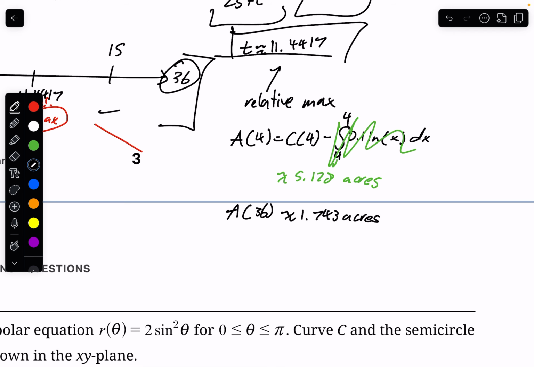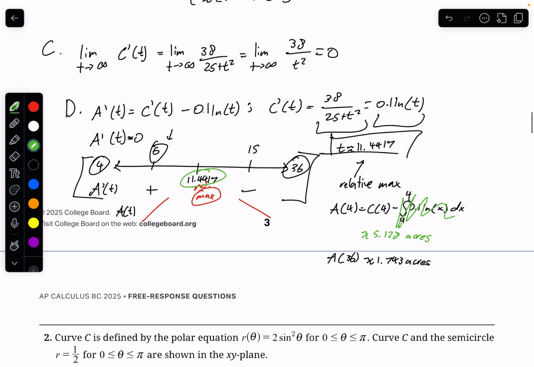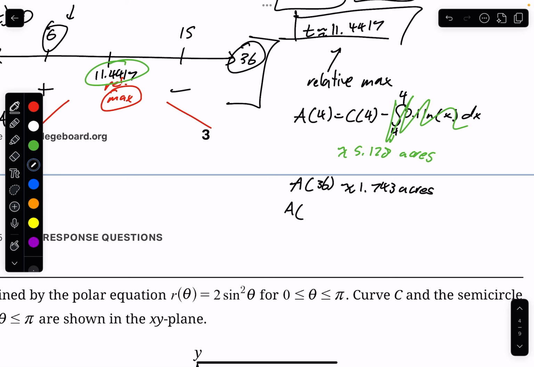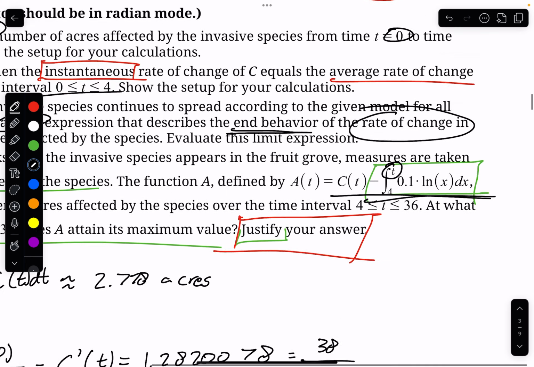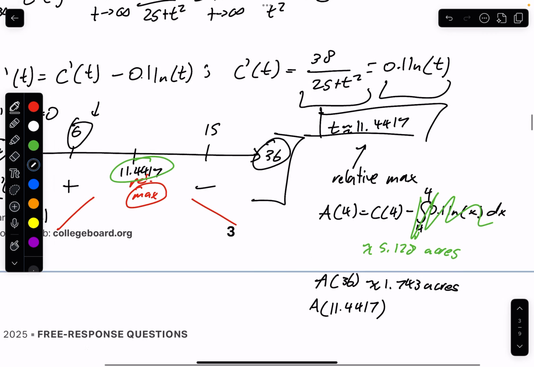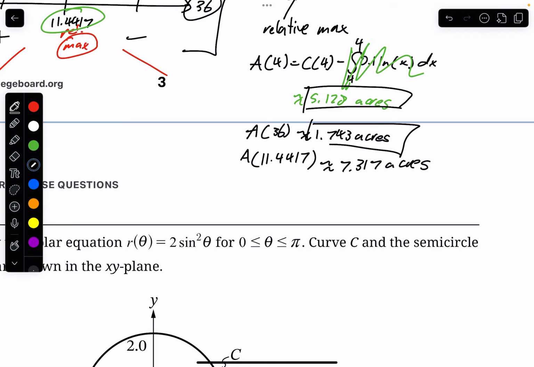But then that leaves us the question, what is the value of A of t at our point, which we concluded was the absolute maximum? Let's find it. A of 11.4417, and by the way, to do this, you just plug it into C of t and this integral all into your calculator. And that's how you check these endpoints. This is going to equal roughly 7.317 acres. So you can clearly see that it exceeds our 5.128 and our 1.743.